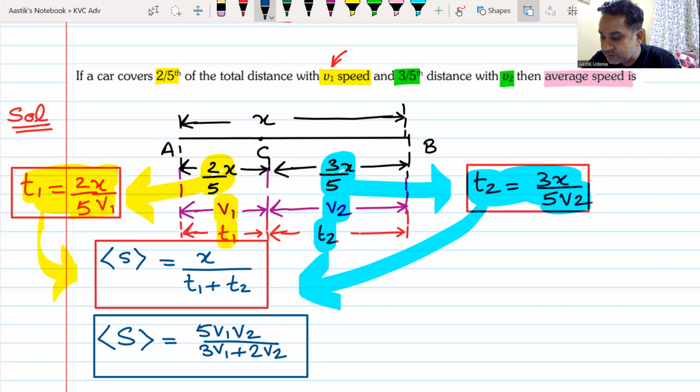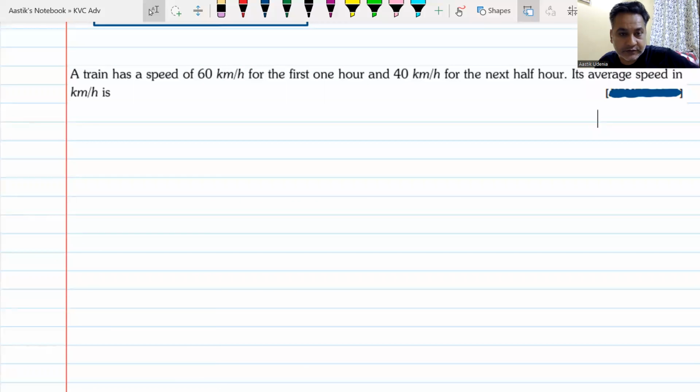So here comes a question. And let us do it. And I hope you can do this one. I can give you the option as well. A train has a speed of 60 km per hour for 1 hour, 40 km per hour for the next half hour. What is the average speed in kilometer per hour?